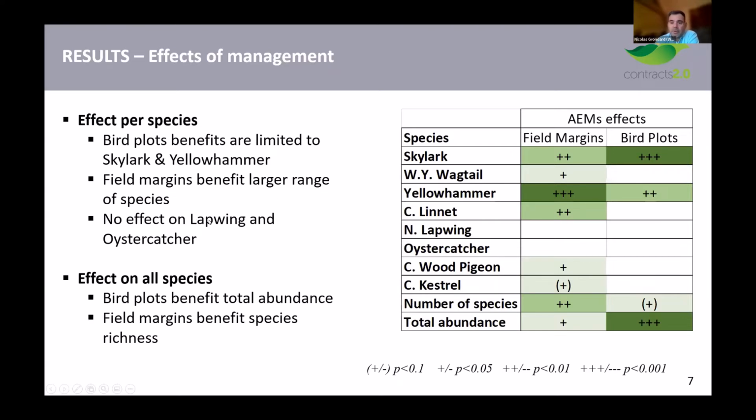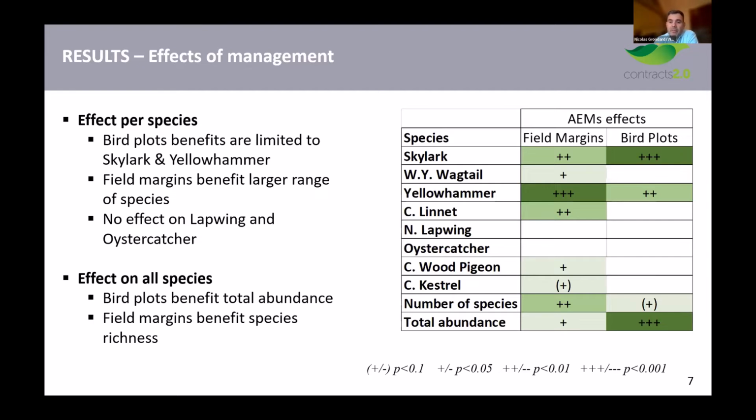So about the effects of management, we detected positive effects of the bird plots on the skylark and the yellowhammer. Bird plots include strips of alfalfa managed extensively, which provides a suitable breeding habitat to skylarks. And in the case of yellowhammer, the bird plots are more likely used as foraging habitats. We did not find an effect of bird plots on other species in the 8 studied species. However, we see a weakly significant positive effect on the species number and a significant positive effect on total abundance.